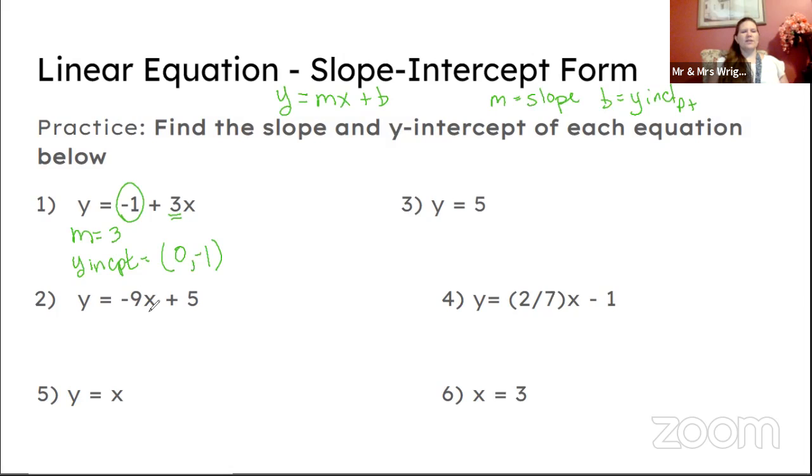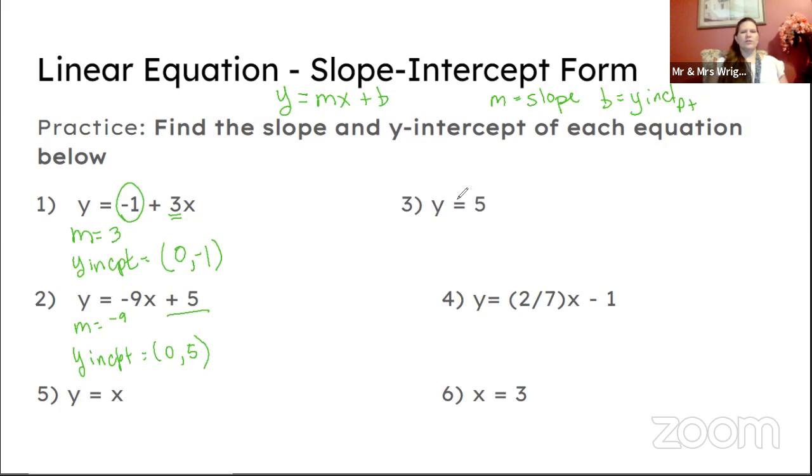Y equals -9x plus 5. Our slope in this case is -9, so it's a fall of 9. Again, because it's a whole number, it's over 1, so our run is going to be 1. Our y-intercept is always 0 in the x spot, and then our constant of 5 goes in the y spot.